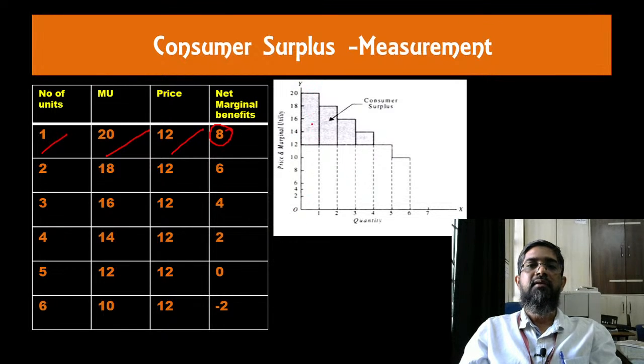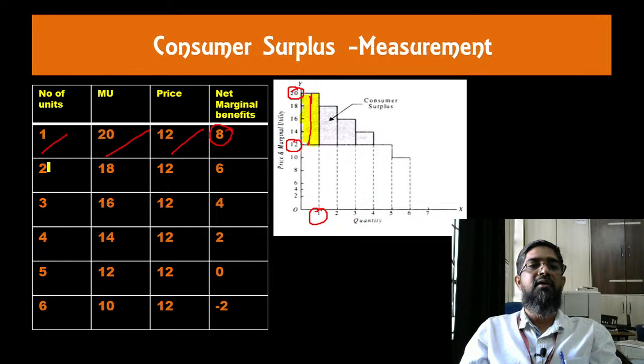You can see in this diagram the first quantity you bought at 12 rupees, but you are getting a utility of 20. So this whole area is your benefit, from the first unit.